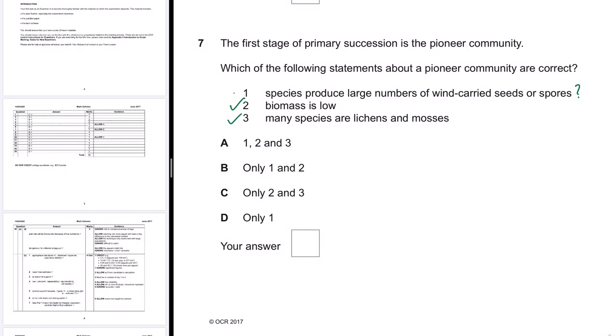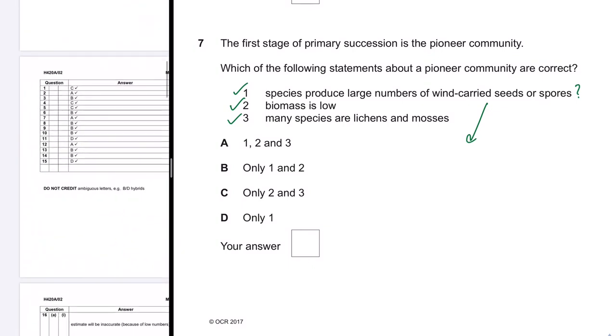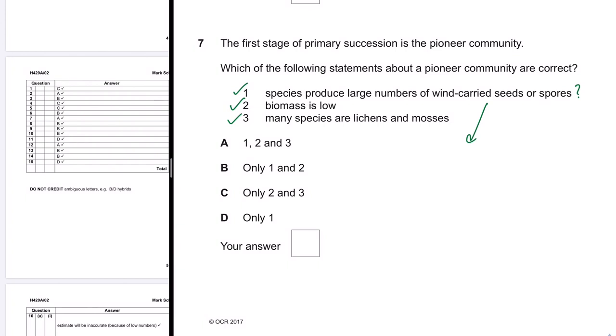Which is correct, because I'll admit this, I would have gone only 2 and 3, okay? However, the mark scheme tells us it is A, and this is part of the process, guys. You know, I would have answered this, it turns out to be wrong. I look at the mark scheme, and then I try and think, like, why is that? So, why is it correct?